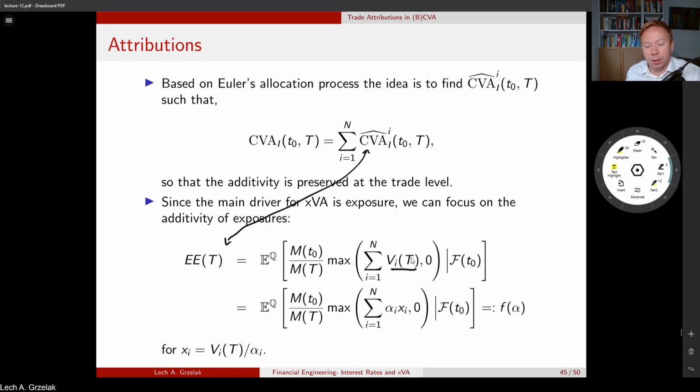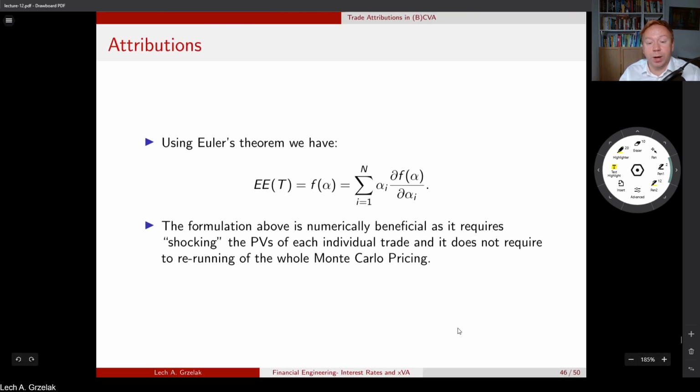So you see that basically our V_i stays intact. We only need to calculate the derivative of this expectation with respect to alpha_i. And of course, xi or V_i stays the same. So from a numerical perspective, that's very beneficial. In this way, we are able to arrive at this nice representation.